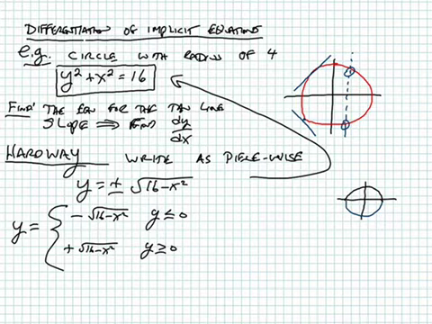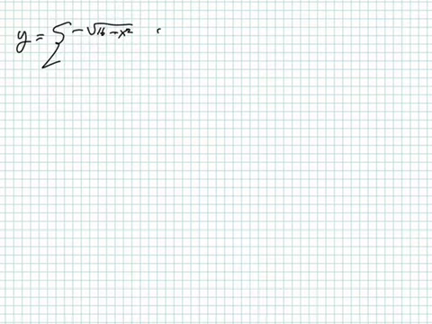Now, what I can do is take the derivative of each piece, and I'm going to do so on the next page. So I'm going to add a page. Okay, if I take the derivative of each piece, I'm just going to write this down again real quick. The piecewise function is y is equal to minus the square root of 16 minus x squared for y less than or equal to 0, and plus the square root of 16 minus x squared for y greater than or equal to 0.